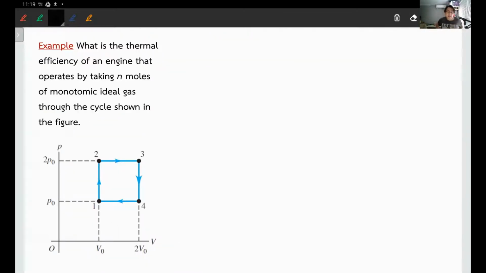The question might be just as simple as, what is the thermal efficiency of the engine operated by n moles of monatomic ideal gas through the cycle shown? So instead of asking you a lot of stuff, it might just ask you, what is the efficiency of this engine? That's possible because to figure this out, you have to figure out the heat flow in and heat flow out automatically. So that's what I'm going to show you one more time.